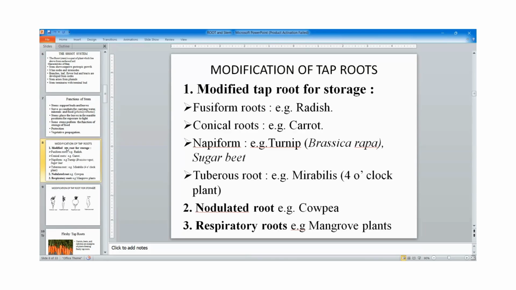Also, some roots are nodulated, e.g. cowpea. Some roots are also used for respiration, e.g. mangrove plants.